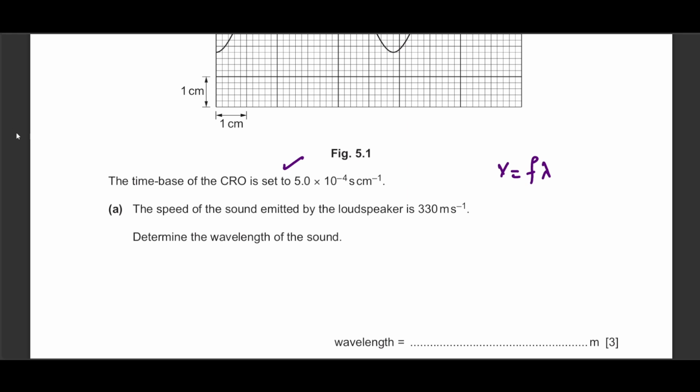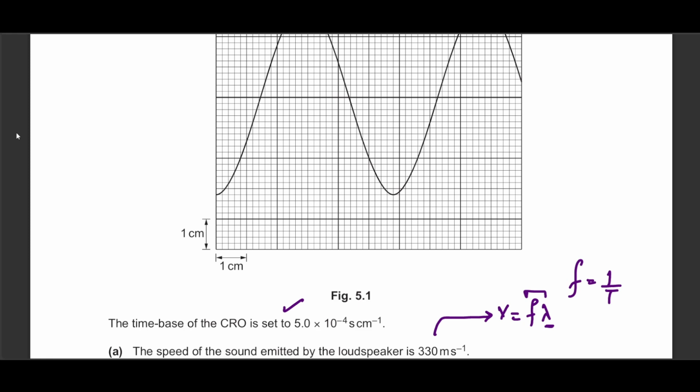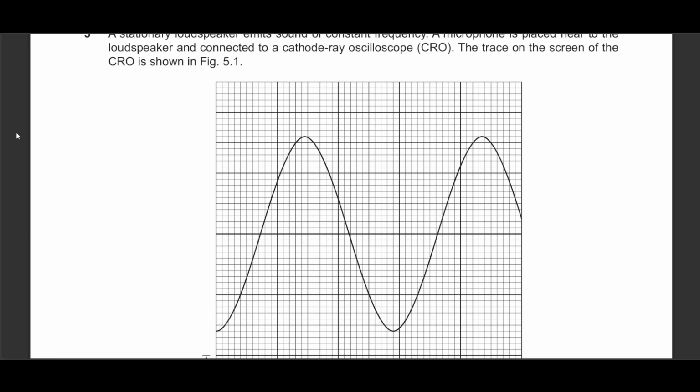And now the velocity is given, the wavelength is what we are supposed to find, but the frequency is not given. And frequency is equal to 1 divided by T. Where do we get the value of T from the graph? I could have selected from this point to this point, or from, let's say, this point to this point, but I'm not really convinced by these coordinates because they are not passing through the points exactly.